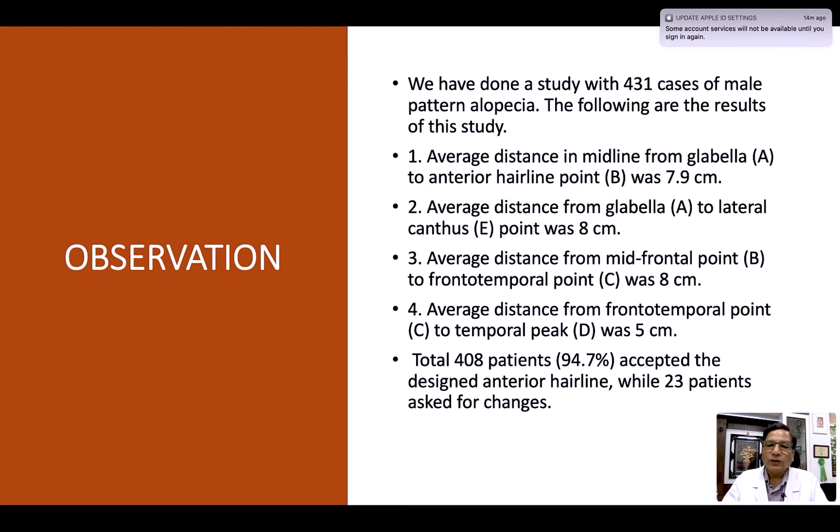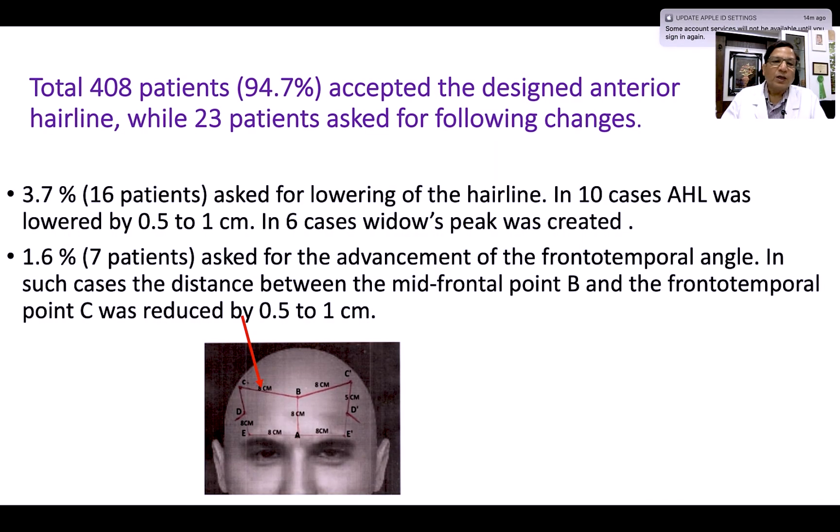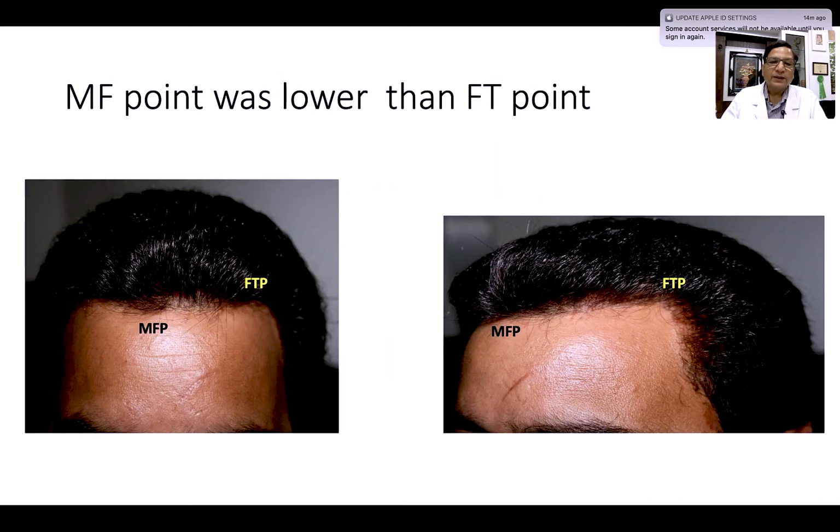and out of the total, 408 patients accepted the line we designed, and 23 patients asked for a minor change or correction. This is our observation which I explained. Now these are the distances. Now let's evaluate the points we have taken as per my method.